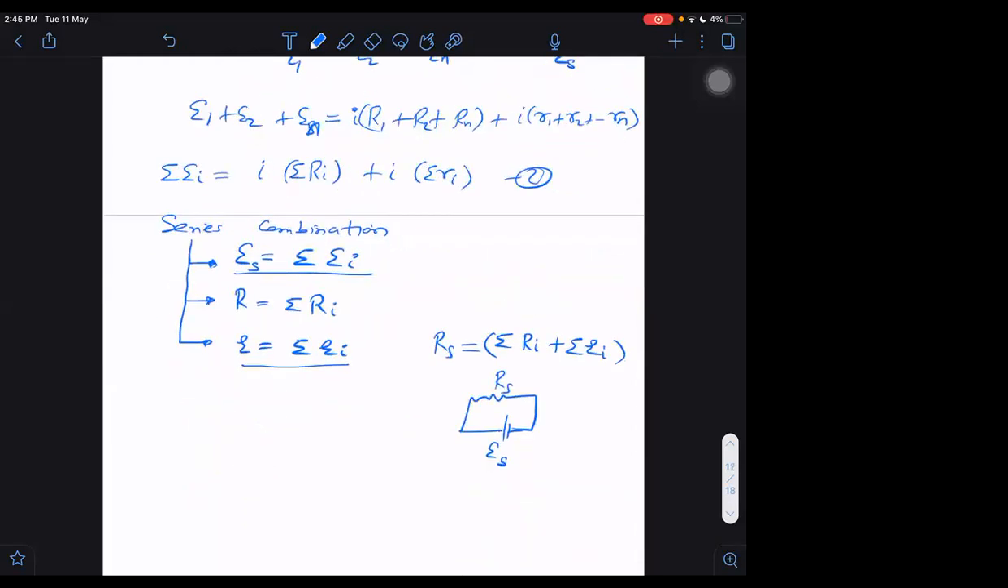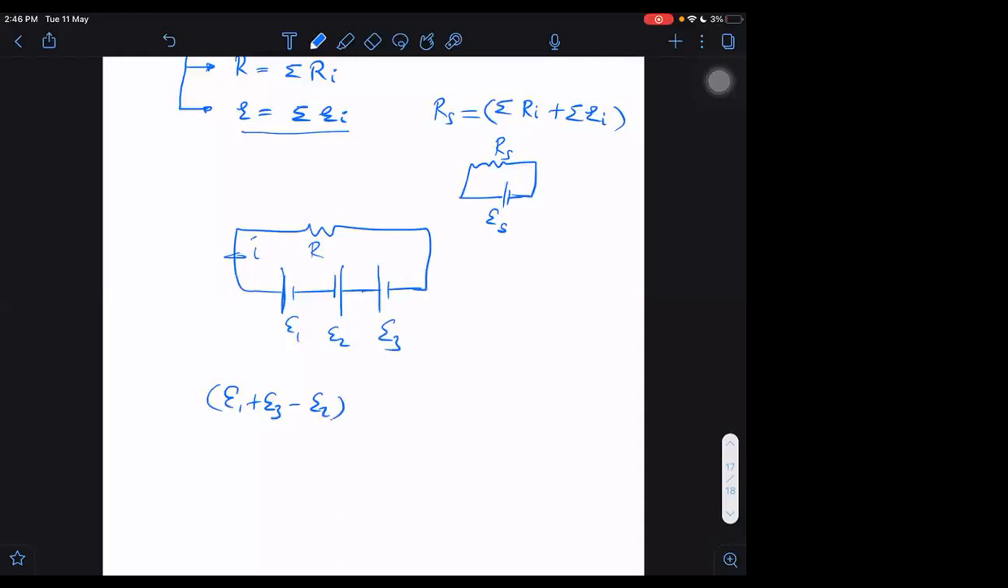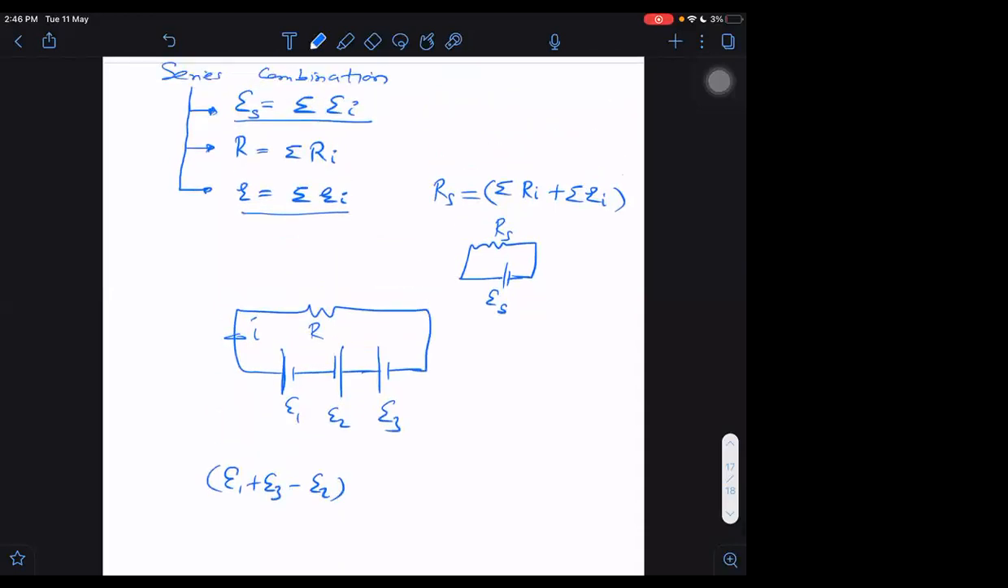What about parallel combination? For parallel combination... wait a second, sorry. Before going to parallel, I need to make one point clear here. If some batteries are not following the direction of current, they are opposite to the direction of current, then such batteries will definitely be taken with negative sign. E1 plus E3, but minus E2.